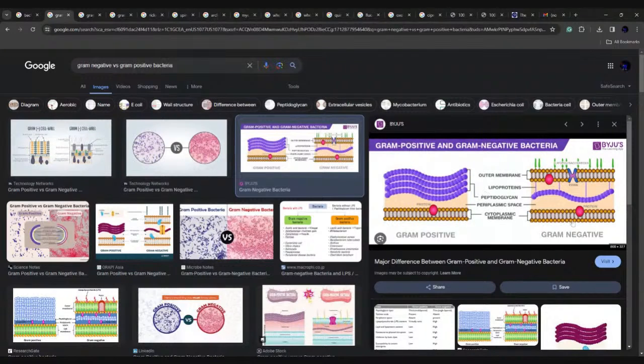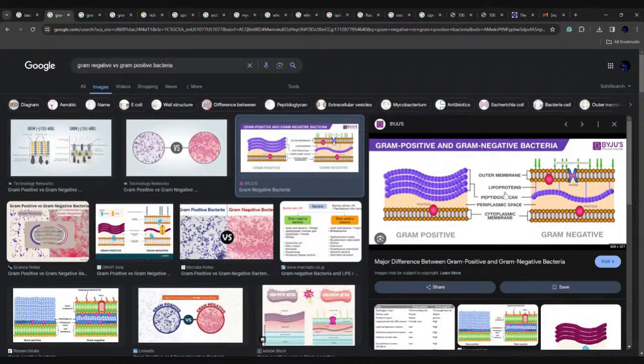Then we have gram-negative. They have a very thin peptidoglycan layer, and they have a secondary plasma membrane. On the outside of this secondary plasma membrane, there are molecules called lipopolysaccharides, otherwise known as LPS, like the LPS coral. These typically are toxic and can basically cause issues later on. But that's the main difference in terms of structure between these two bacteria.